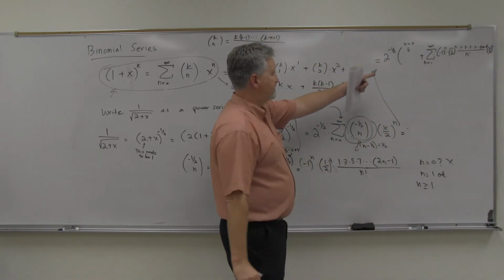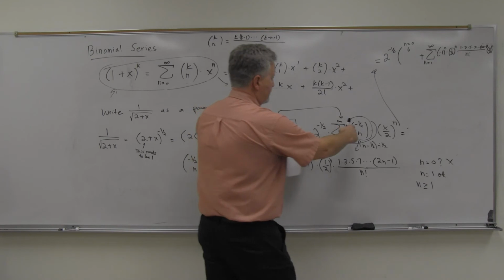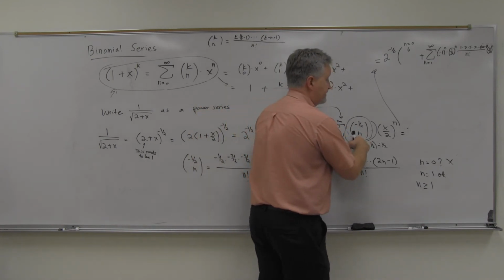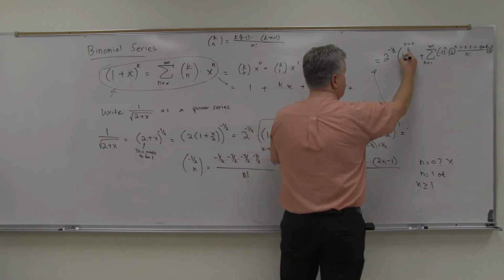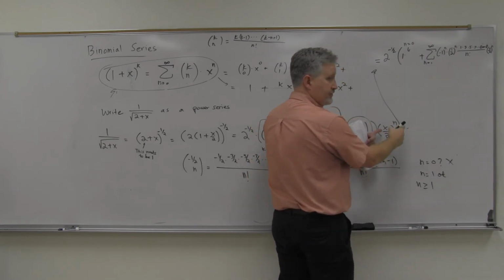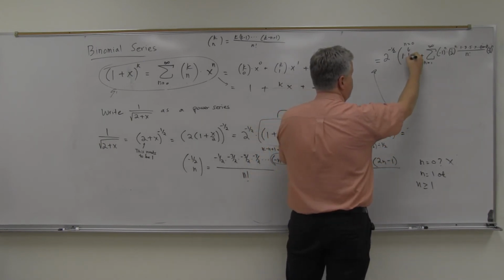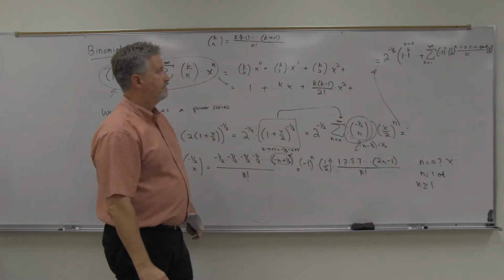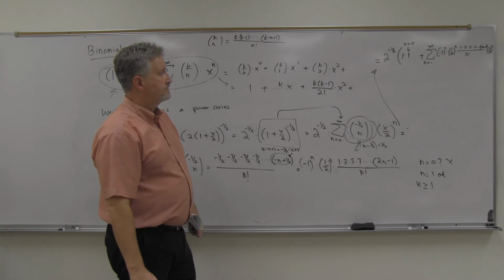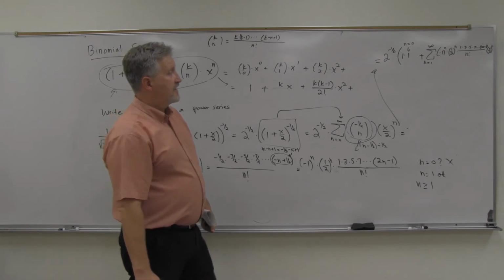Now what about the n equals 0 term? Well, if n equals 0, go back to this. I would have -1/2 choose 0, which is 1, times x over 2 to the 0, which is 1. So the first term is just 1. So that's a pretty good answer.